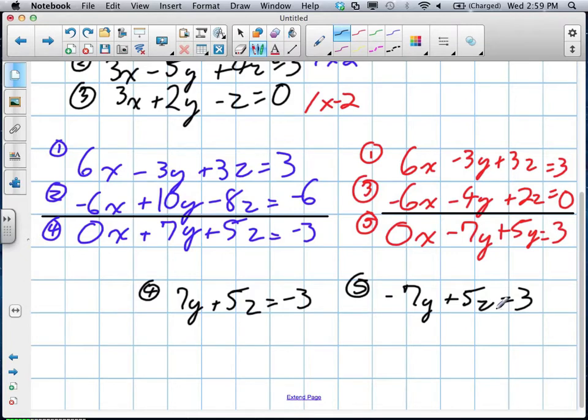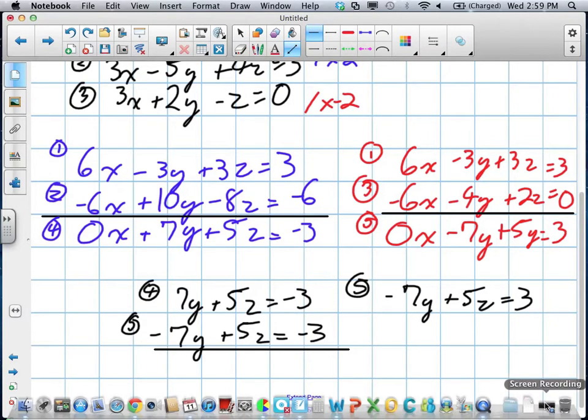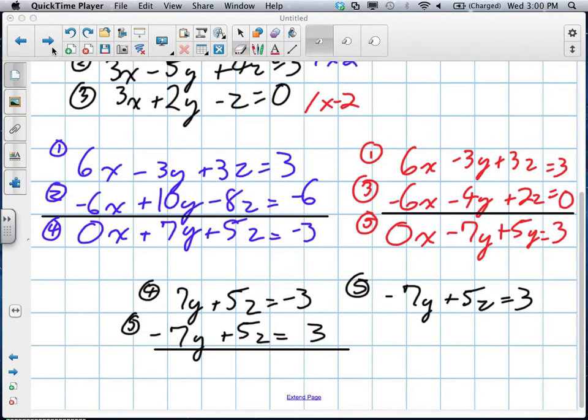Because our coefficients of y are opposites, we're going to add the 2 together. So I'm just going to bring down equation 5 over here. We get negative 7y plus 5z is equal to negative 3. And that's 3. Okay, this will work fine.